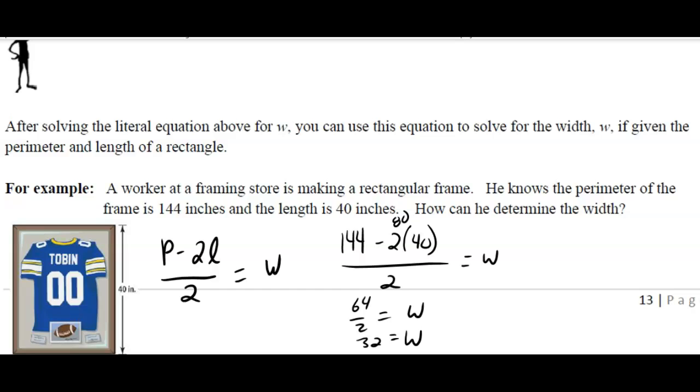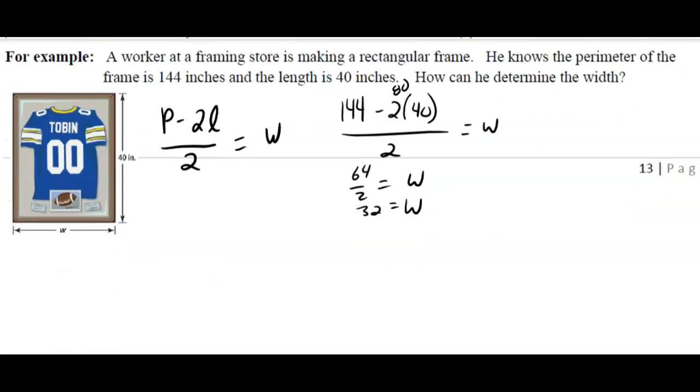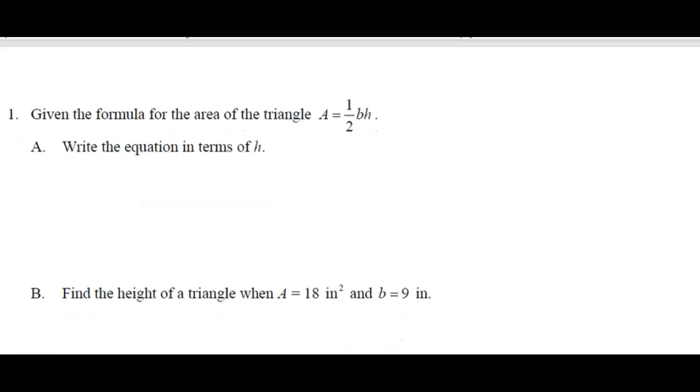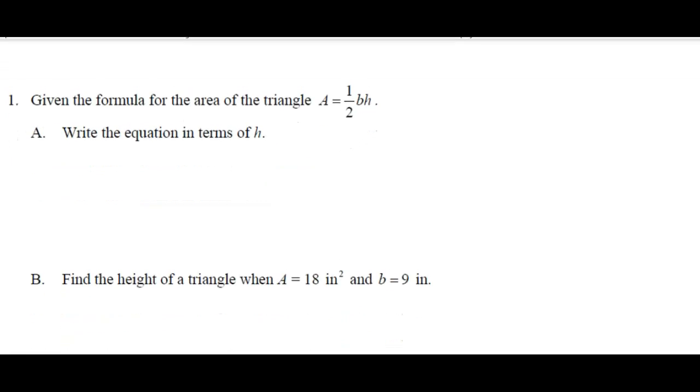And that leaves me with 32 after I divide it by 2. You could go back to your original equation and see if that works, and it does. 32 and 32 is 64. 40 and 40 is 80. 80 and 64 is 144. This one right here matches number 5 on your homework.